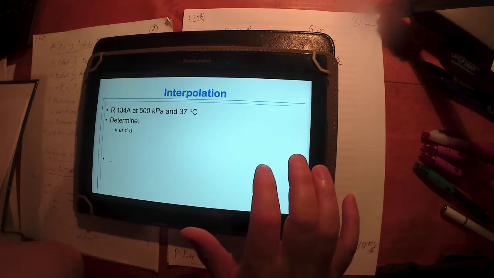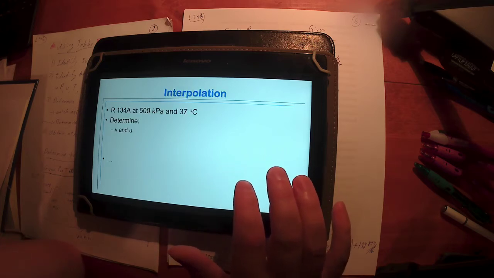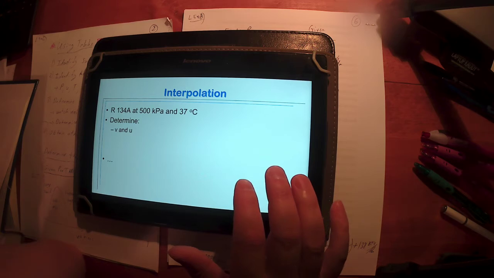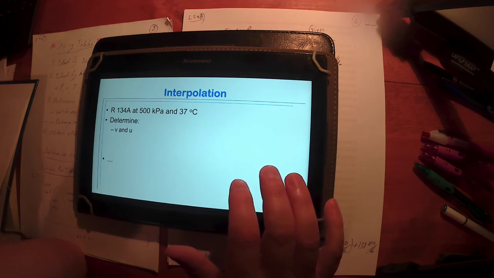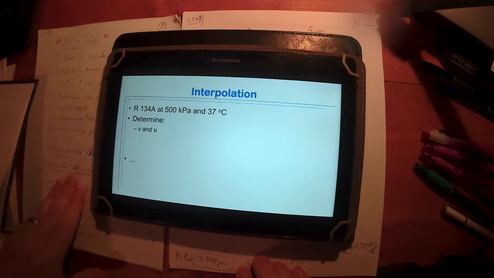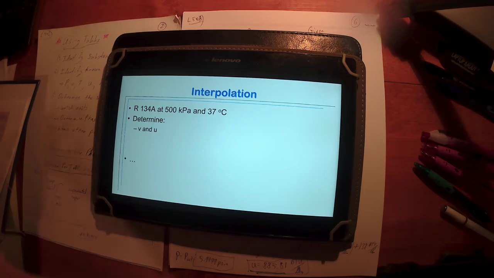The next scenario, so again, that's one scenario where you don't fall exactly on a value out of the table. So what's the next scenario? Well, the next scenario where you don't fall exactly on a value in the table would be where you would have to interpolate. So let's say I've got R134 at 50 kilopascals and 37 degrees C. I'm not going to write out everything here. You can draw the diagram if you like. I'm hoping at this point you've got your property tables out and you're following along.